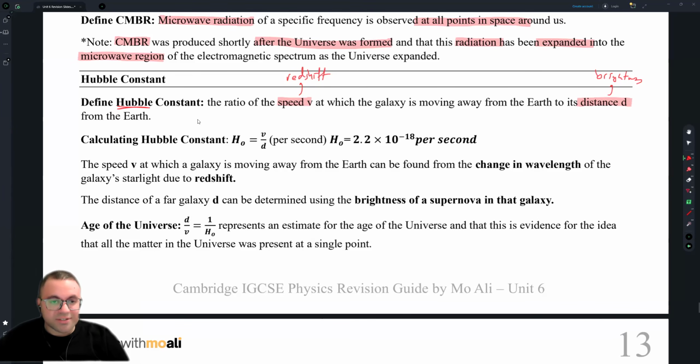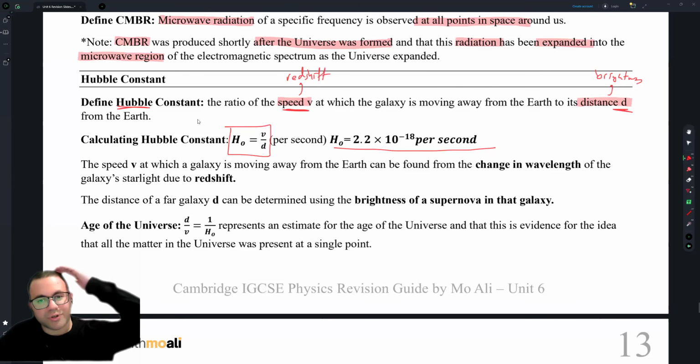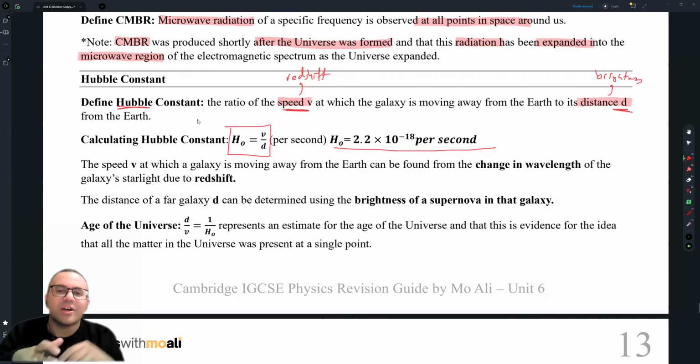Hubble, who was a scientist, decided to calculate this ratio between how fast the galaxy is and how far away it is, and realized that the ratio is always constant. The ratio of V over D is simply 2.2 times 10 to the power of negative 18 per second. What does that even mean? This actually is the approximate ratio of expansion of the universe. It's how fast the universe is roughly expanding, in a sense, right?